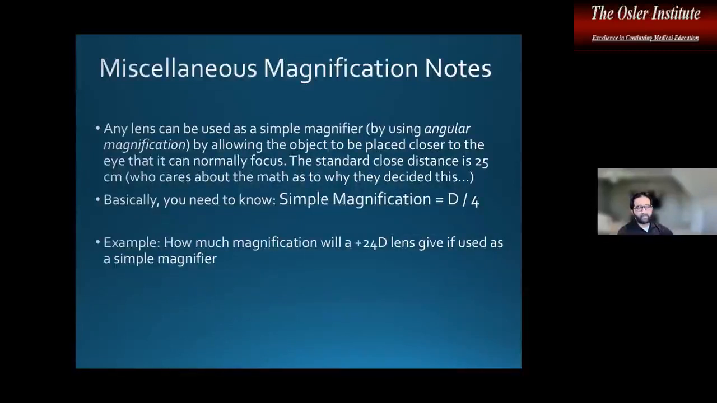A couple of miscellaneous magnification notes. We talked about using something as a simple magnifier. They were giving you an example: how much magnification will a 24 diopter lens give if used as a simple magnifier? Again, we said we have to hold this at 25 centimeters. Who cares about the math as to why they decided 25 centimeters was the thing? You can look at optics textbooks that talk about why they've come up with that as a standard close distance. But if you use this 24 diopter lens, hold it about 25 centimeters away from the object of interest, all you have to do is divide 24 by 4, and you're going to get a 6x magnification for this patient. Okay. All right.